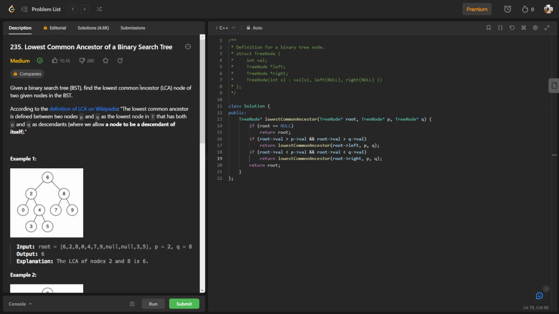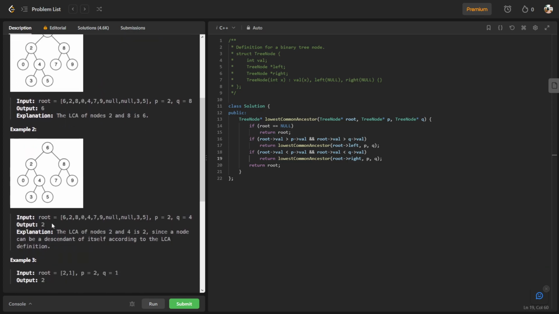And basically what it wants us to do is it gives us two nodes, P and Q, right? So let's say P is 2 and Q is 8, right? So it wants us to find the ancestor that is between these two nodes, right? So in this case, the ancestor of 2 and 8 is 6, right? For the ancestor of 2 and 4, for this case, it is 2, right?